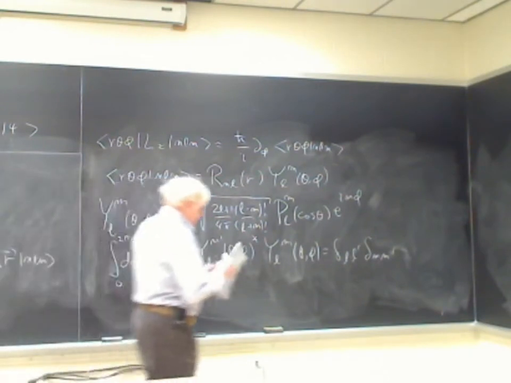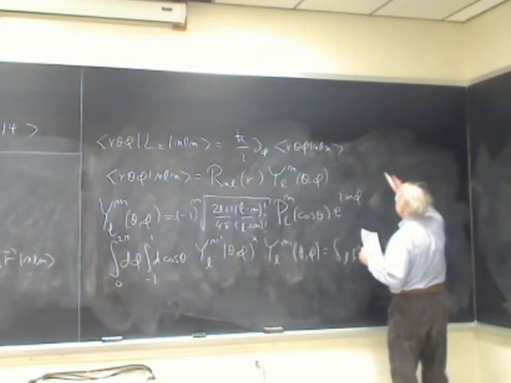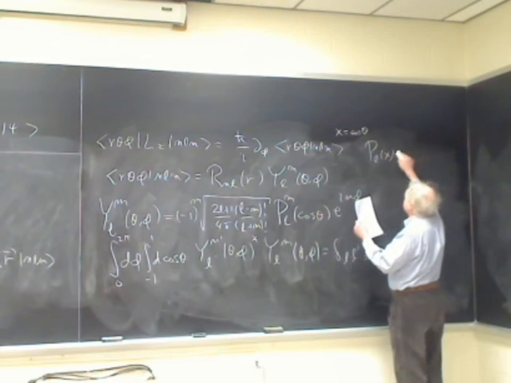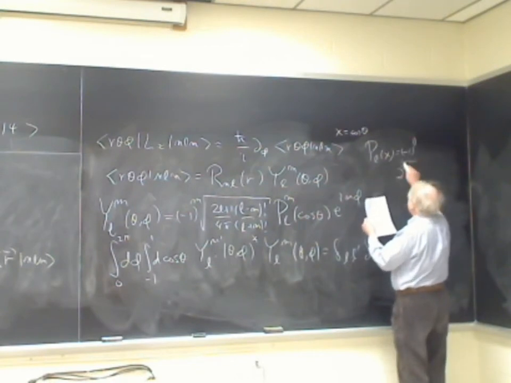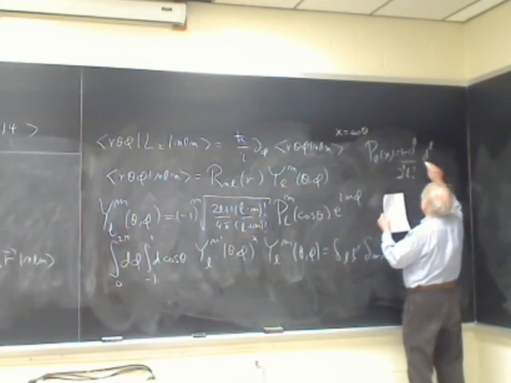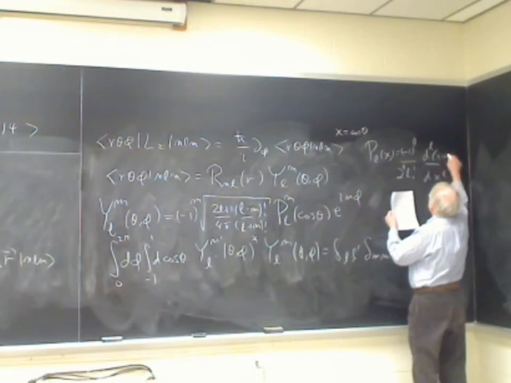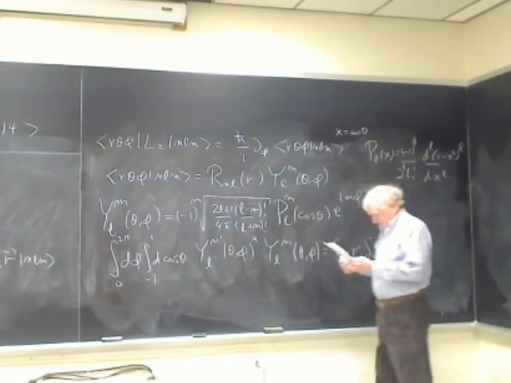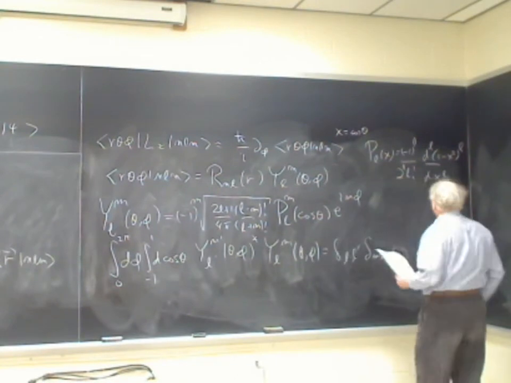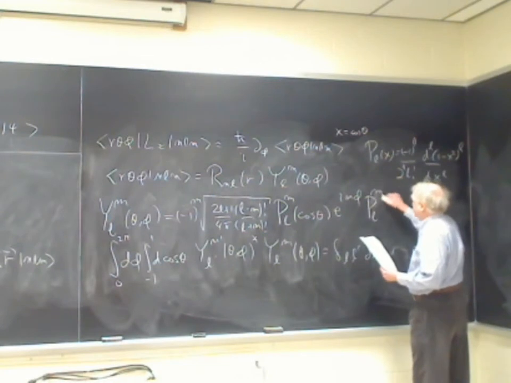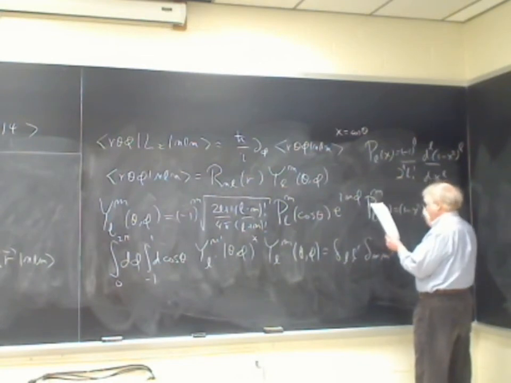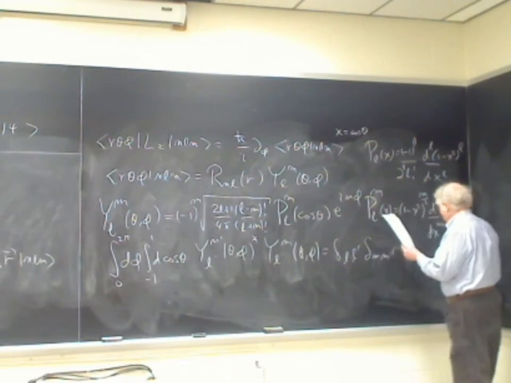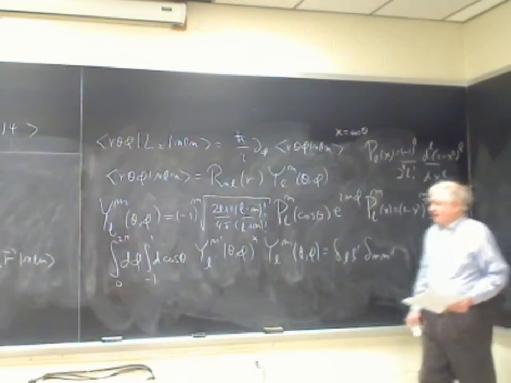All right, let me just say something about the P l m's. First of all, there is the Rodrigues formula, P l of x, where x is cosine theta. P l of x is minus 1 to the l over 2 to the l, l factorial, the l-th derivative with respect to x of 1 minus x squared to the l. So that's the Legendre polynomials, but these guys are the associated Legendre polynomials, and they differ by P l m of x being 1 minus x squared to the m over 2 times d m, d x to the m of P l of x. So now you have the whole thing.